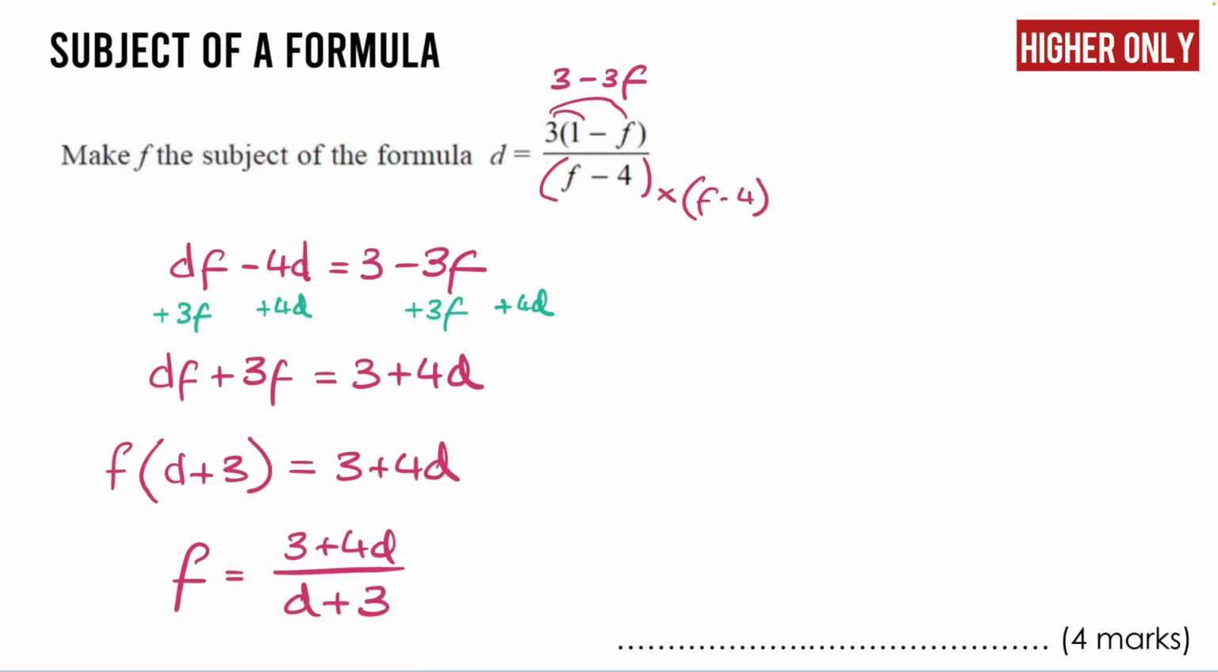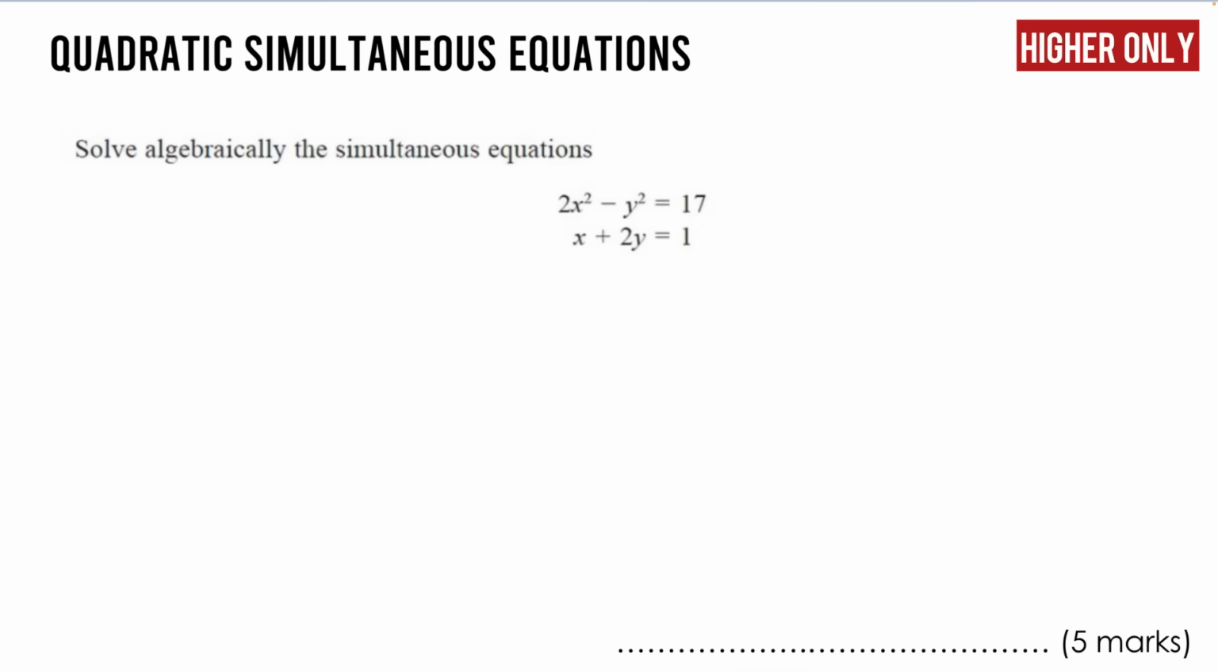But there we go, there is changing the subject of a formula, including some factorising. And looking at a relatively complex quadratic simultaneous equation. Now with a quadratic simultaneous equation, this second equation here, if it's all in this form, needs to be written as x equals or y equals.